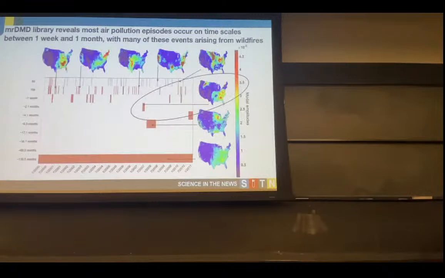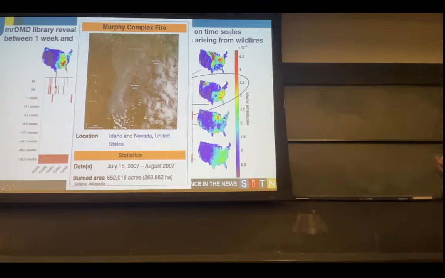And this was just a long-term period of pollution just hanging over this area. Similarly here, let's look at another one. This lasted for almost 2 months. This happened in the summer of 2007. The hot spot is in Idaho. I looked, and it corresponds directly with this Murphy Complex fire that happened in Idaho.